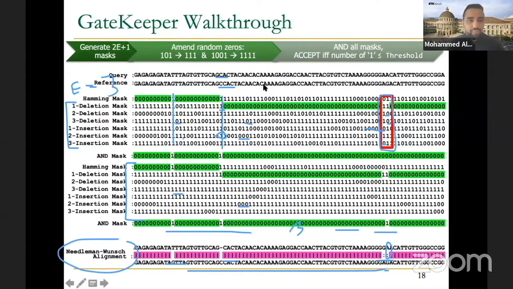So it will be accepted by our filter, but rejected by the sequence alignment. That's why we call it a false accept or false positive. And this is why we still need the sequence aligner to be there. Hopefully that answered a lot of questions about the algorithm.